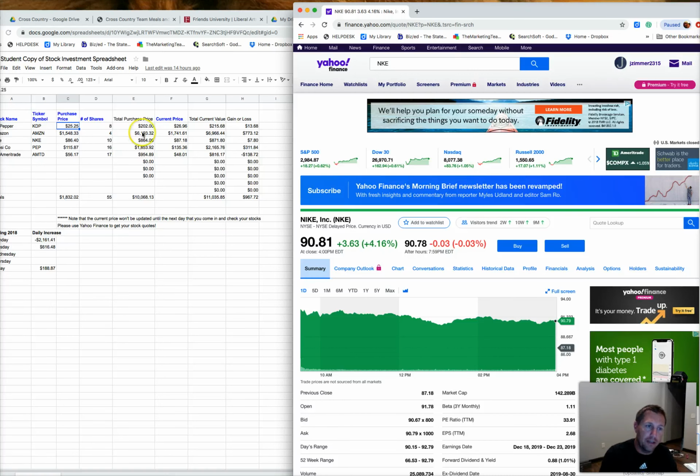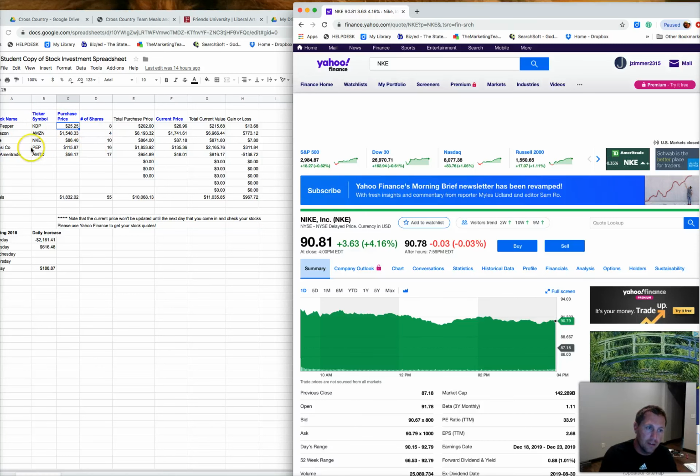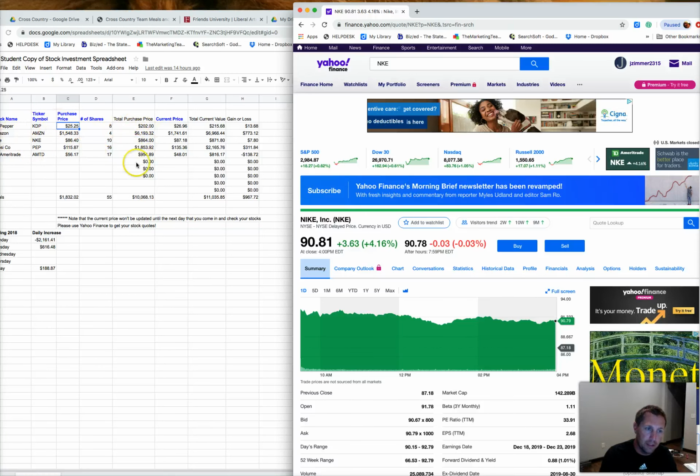Okay, so that's day one. All you need to do is fill in these 4 areas, and this information will take care of itself. On Friday, you're going to open this back up and you're going to add the current price right here.